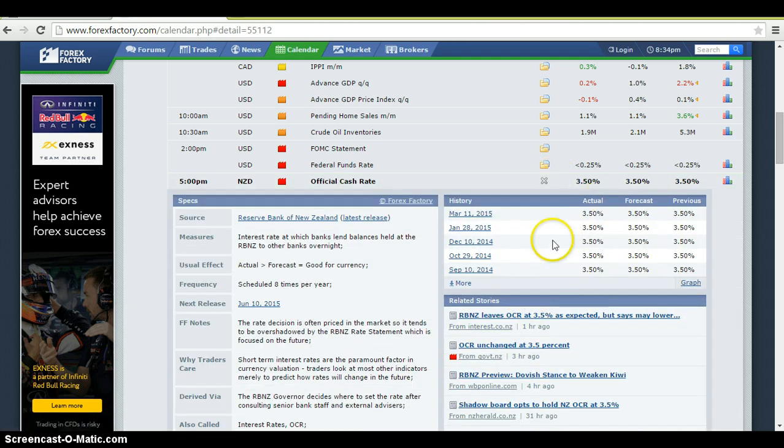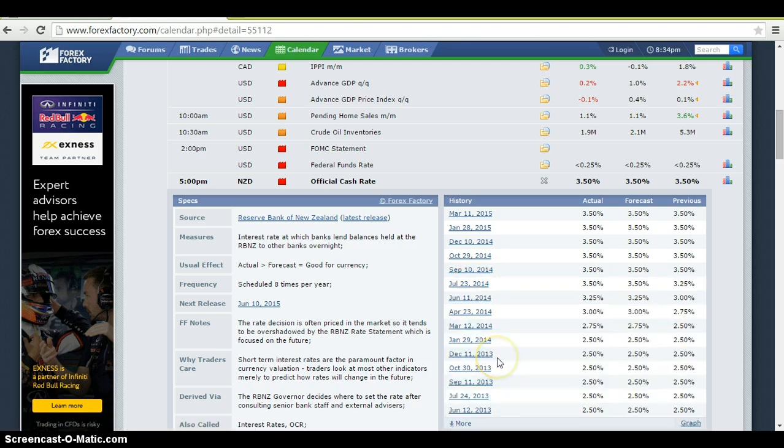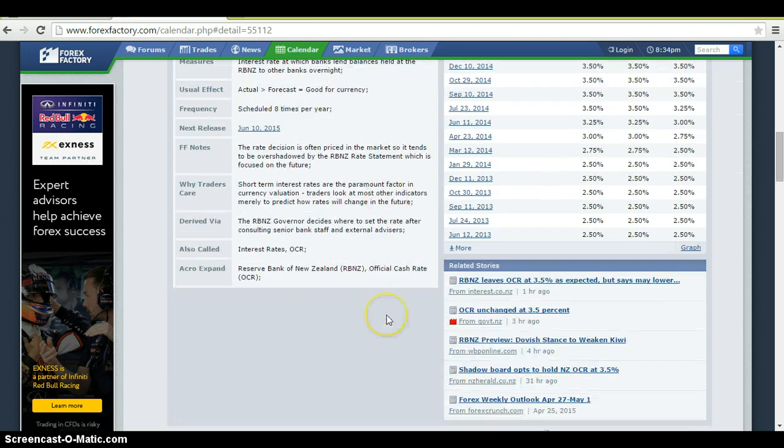Yeah. So here we go. Let's take some data backwards. So it started climbing mid last year, or mid 2014. We can bring up a graph if we want to see it.